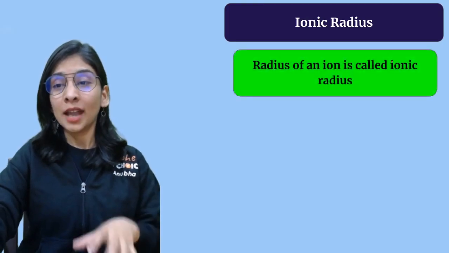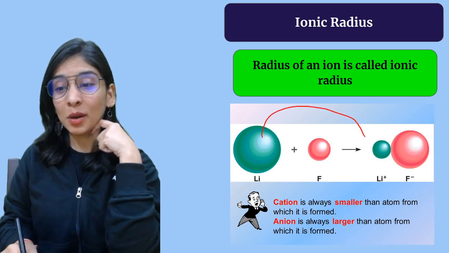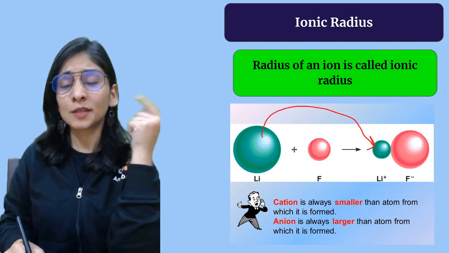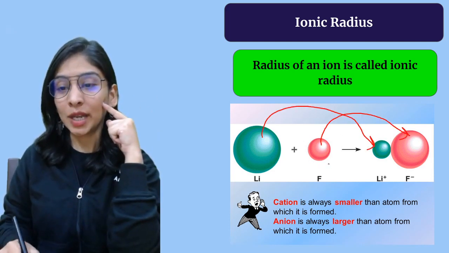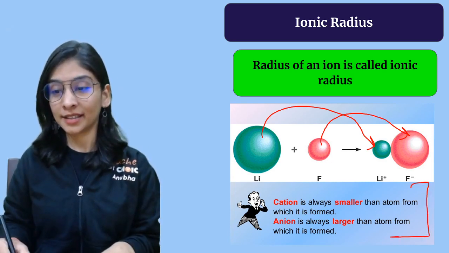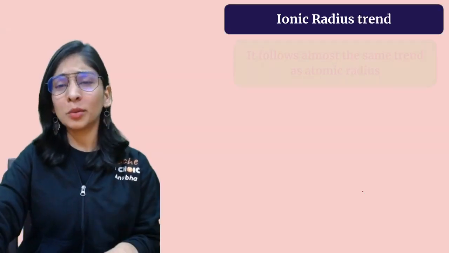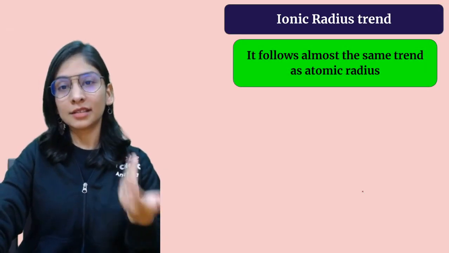And for the same, we'll talk about a particular example. Look at this lithium, what does it convert to? Cation, smaller in size. Look at the anion, what will it become? Comparatively larger in size. So remember this. All right, everyone. And when I talk about the trend, it will always remain the same. Atomic radius is the size also.